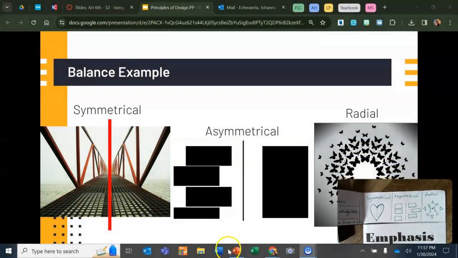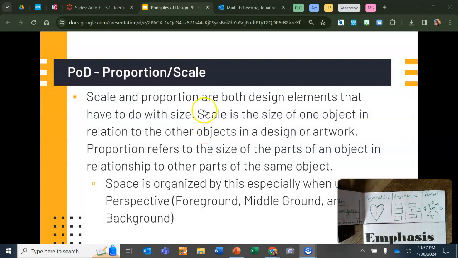Alright, that's the last one I had prepared. So, proportion and scale. Scale and proportion are both design elements that have to do with size. Scale is the size of one object in relation to the other object in a design or an artwork. Proportion refers to the size of the parts of an object in relation to the other parts of the same object. So think about it this way.